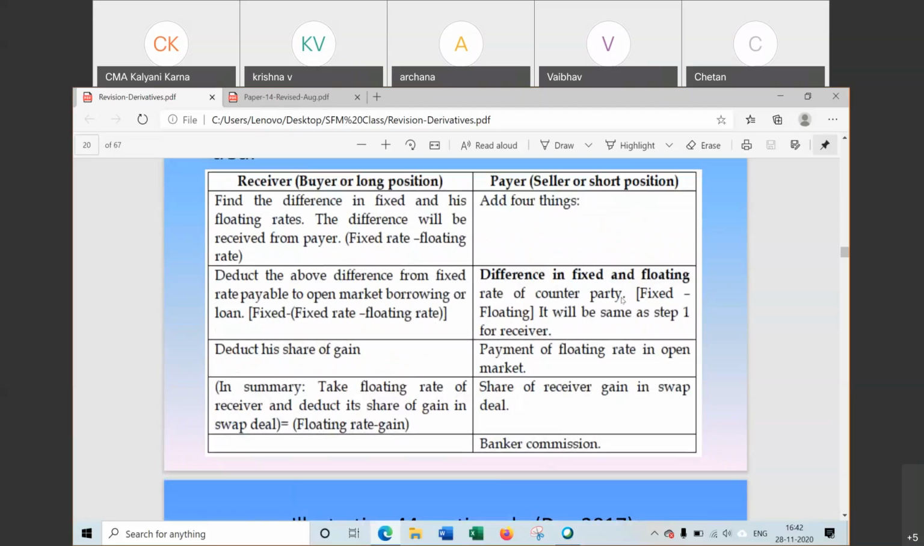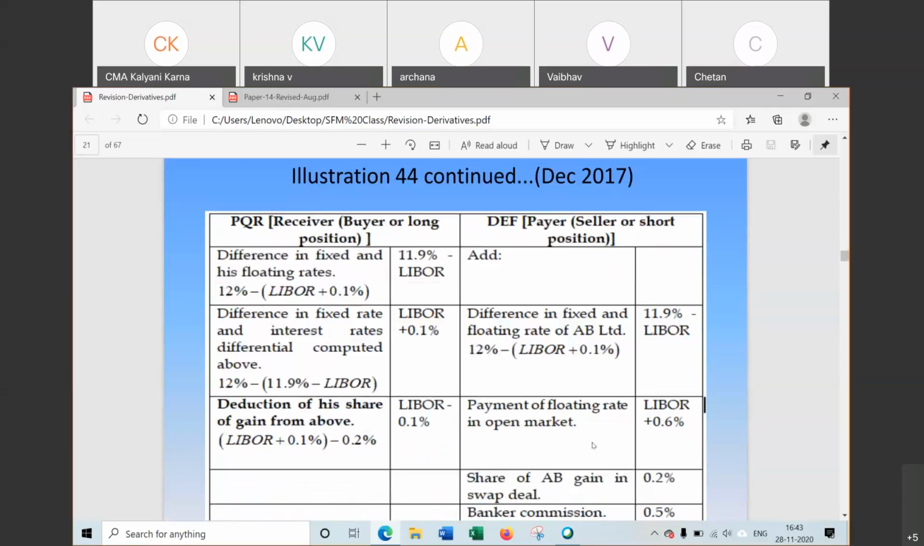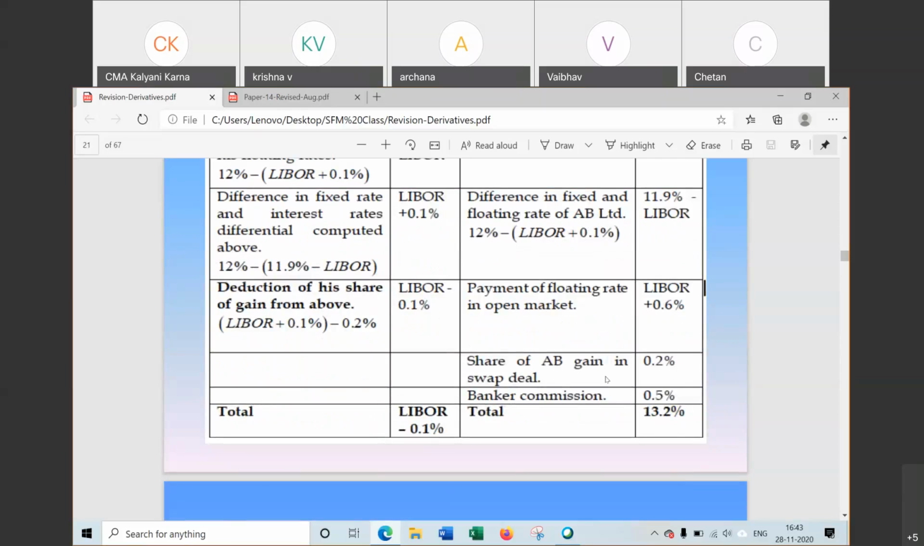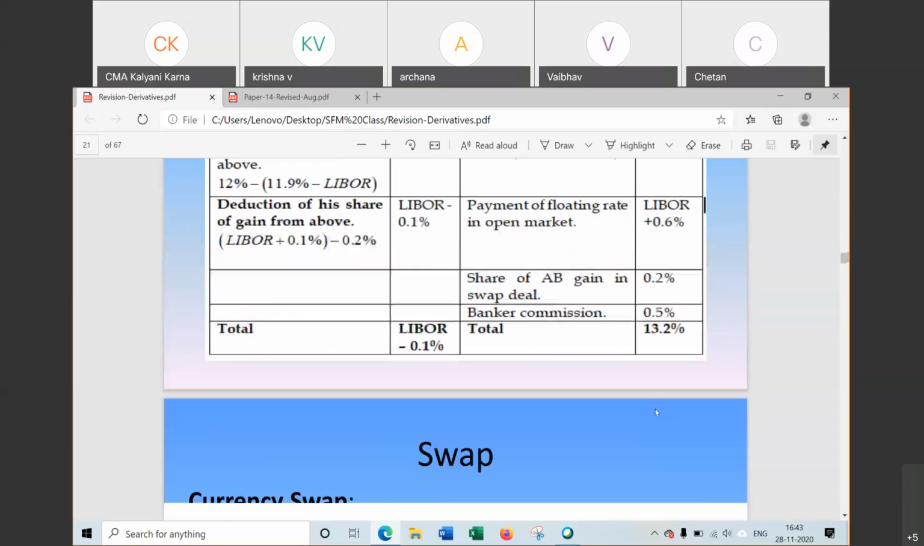What are the 4 things? The difference between fixed and floating rate of the receiver, the floating rate of self, that is for the payer, then the share of the receiver's gain in the swap deal, then the banker commission. These 4 things will be added to find the effective rate. In this case we have added these to find the effective rate.